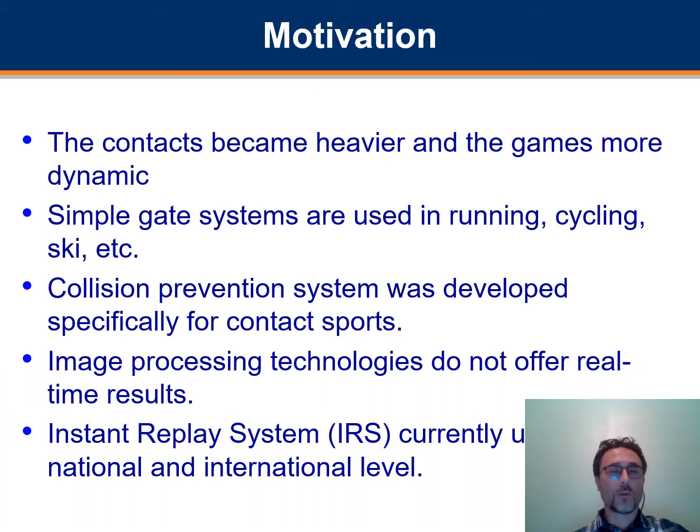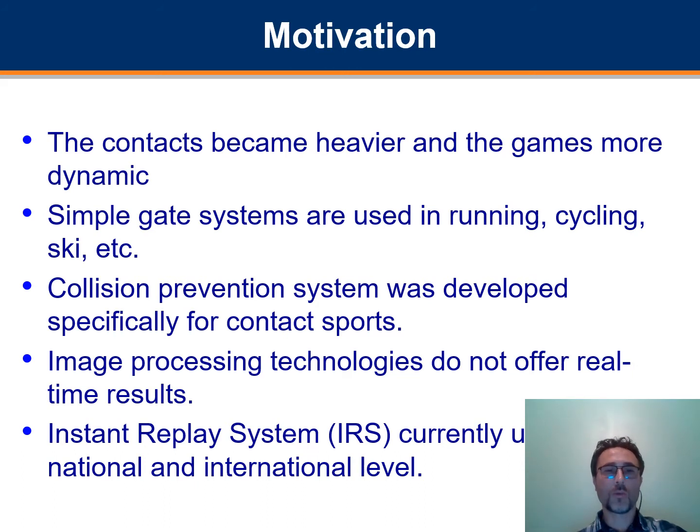A few points about our motivation to take this work. We can observe that in a lot of sports, the contacts between the players became much heavier and the games are more dynamic. Because of this, a lot of effort was put into getting new solutions to identify these contacts during the game. For example, in running, cycling, skiing, simple gauge systems are used to identify line crossing.